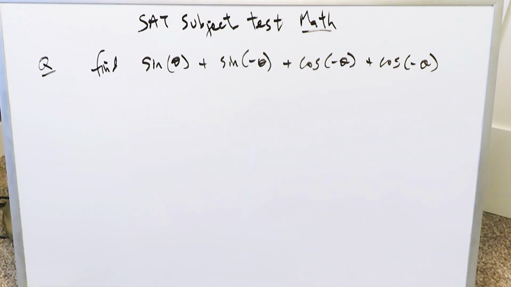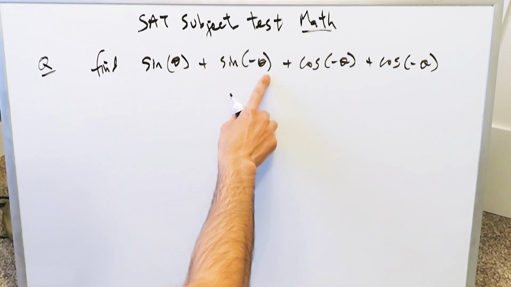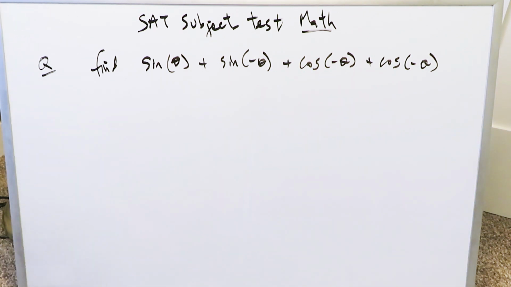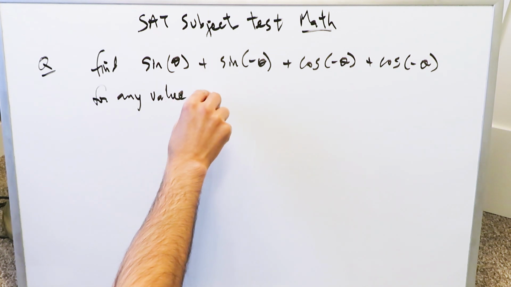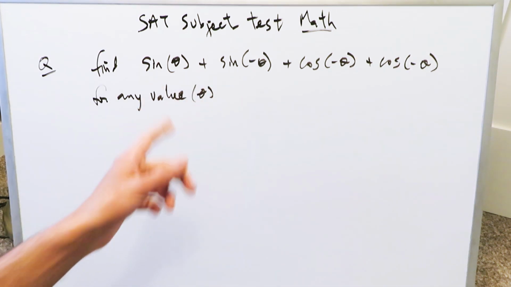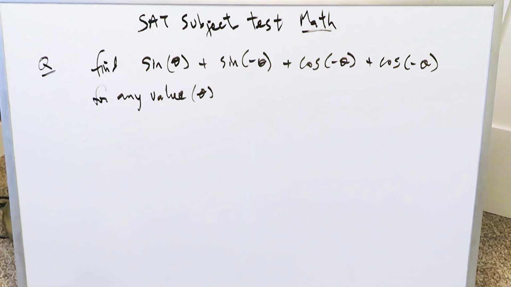Okay, we have to find the sum of this. We have to find sine theta, sine minus theta, cosine theta, cosine minus theta for any value theta, which means we're looking here at domains which are not restricted. How would you find the sum of this series? Think about odd and even functions.